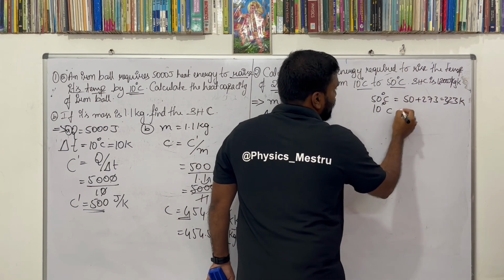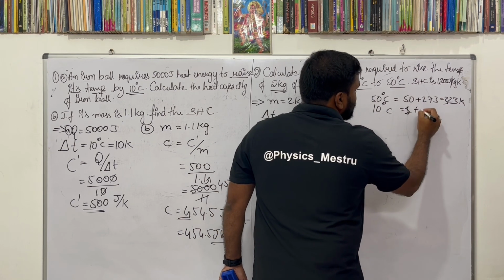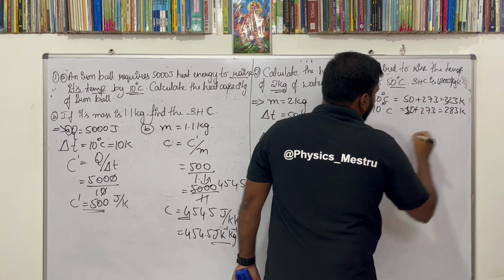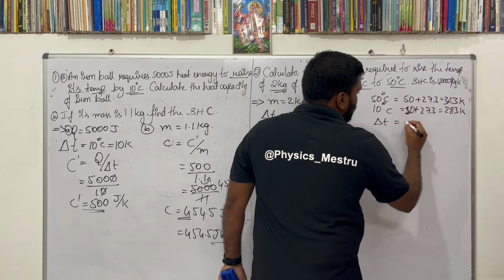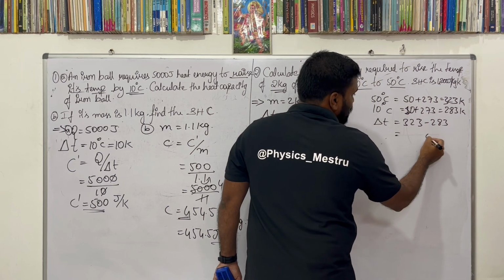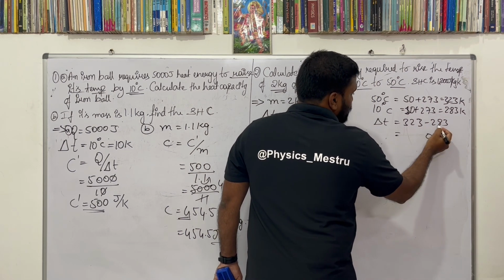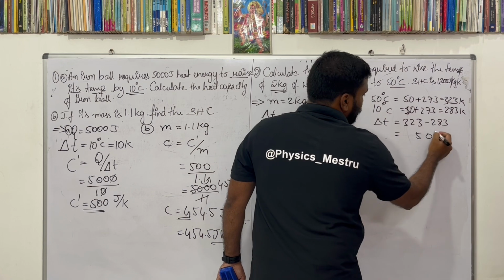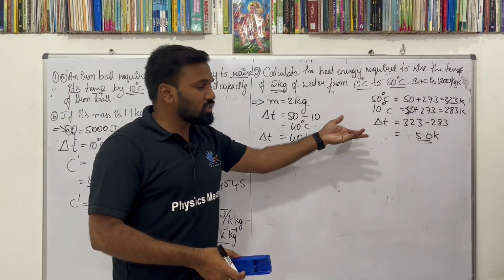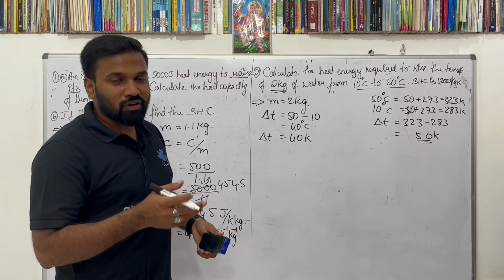10 degrees Celsius, how to write? That is 10 plus 273, which is nothing but 283 Kelvin. So delta T is equal to the maximum value 323 minus 283. So if I solve, 32 minus 28 means what? 40 Kelvin. Look here, irrespective of the difference in units, the change in temperature is the same.